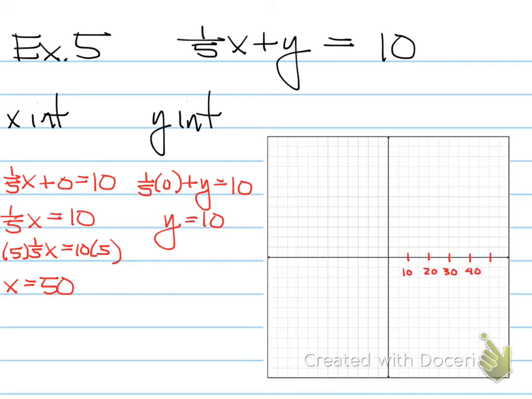So we need to set up a scale for the x and y axis. So each one of the grid lines would represent 5 units. So for the x-intercept, we should have a dot or a point at 50. And for the y-intercept, we should have a point at 10. Draw a line through those 2 points, and we have the graph of our line.